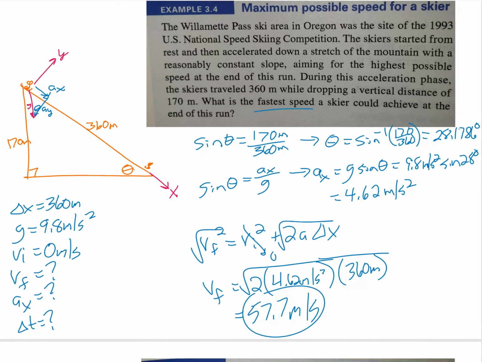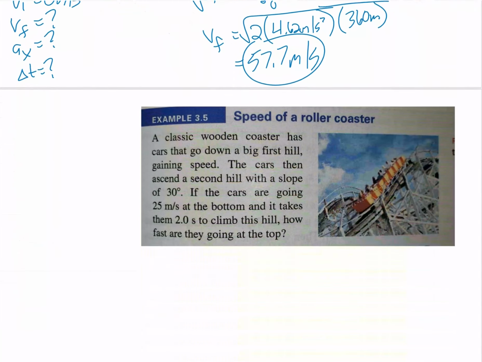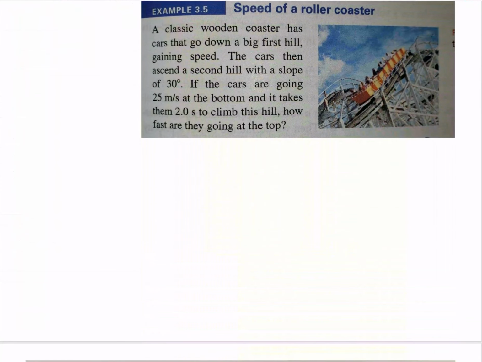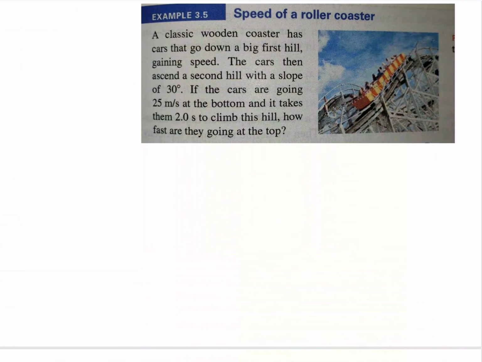Okay, so now the speed of a roller coaster. A classic wooden roller coaster has cars that go down a big hill first, so then they get up to speed, and then they ascend a second hill with a slope of 30 degrees. If the cars are going 25 meters per second at the bottom, and it takes them 2 seconds to climb this hill, how fast are they going at the top? By the way, that last problem, 57.7 meters per second, what is that in miles per hour?